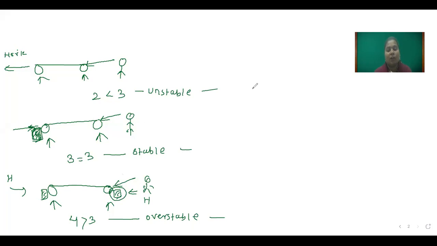If the number of unknown reactions and moments is equal to the number of equilibrium equations, or number of static equations, then this structure is a determinate structure. Okay, this structure is called a determinate structure. So this is the real life example. From this example your doubt will be clear. Now आता आपण असं बघूया की number of static equations.